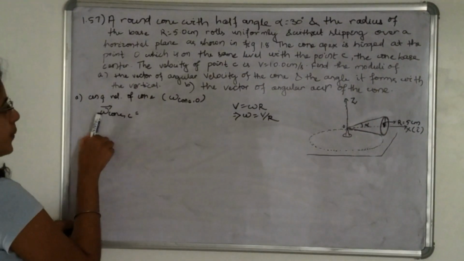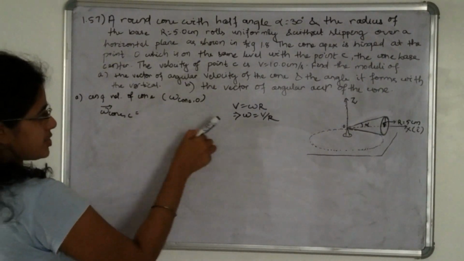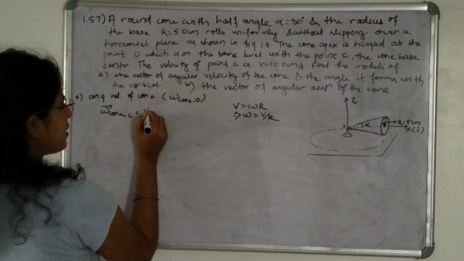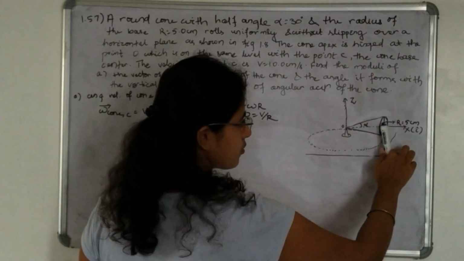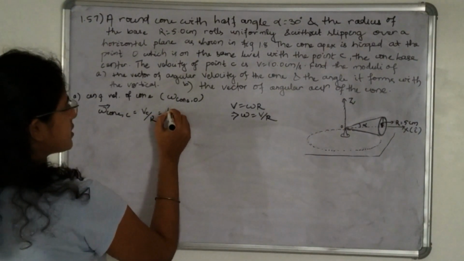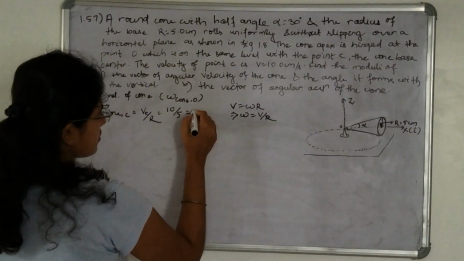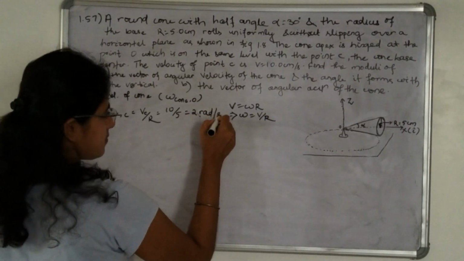Put this here. Omega of cone, the angular velocity vector of the cone with respect to C, is how much? V divided by r. V of what? V of C, because we have to derive the angular velocity of the cone with respect to C. So V is how much? 10 centimeter divided by r is 5. So this is 2 radian per second.